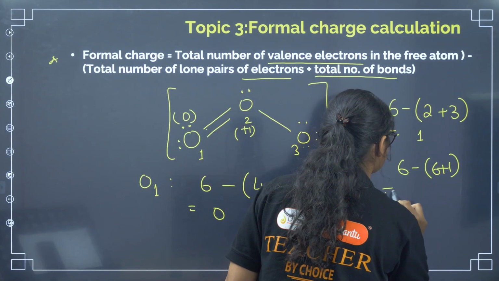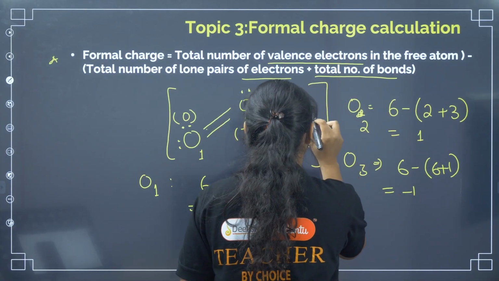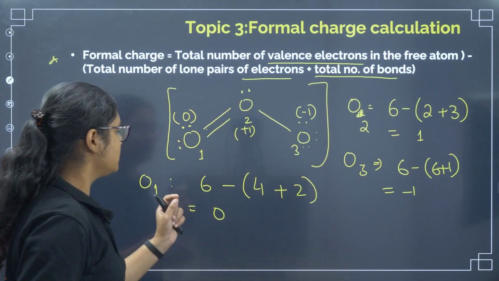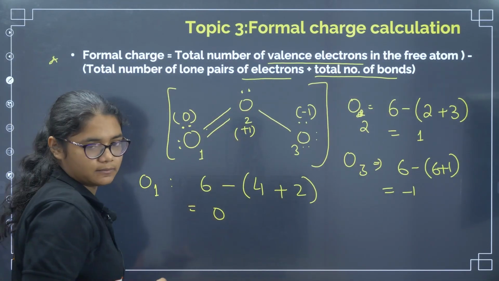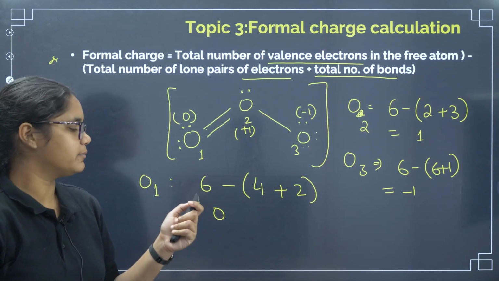Okay, 6 minus 7, we have minus 1. Okay, plus 1. So here it is 0, plus 1, minus 1. Okay, that is how you can calculate the formal charge.